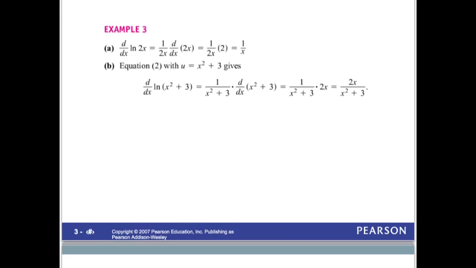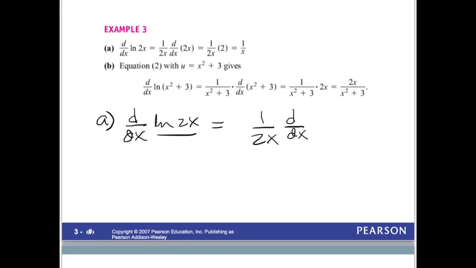Now, we can work a couple of problems here. Let's take, first of all, a d dx of ln of 2x. Here we'll use the chain rule. The derivative of ln x is going to be 1 over 2x times d dx of 2x. That's a chain rule. That's going to be 2 over 2x is equal to 1 over x.